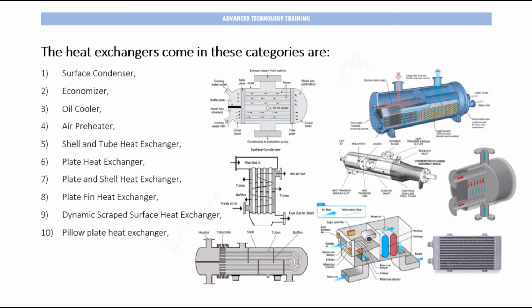The heat exchangers that come in these categories are 1. Surface condenser. 2. Economizer. 3. Oil cooler. 4. Air preheater. 5. Shell and tube heat exchanger. 6. Plate heat exchanger. 7. Plate and shell heat exchanger. 8. Plate fin heat exchanger. 9. Dynamic scraped surface heat exchanger. 10. Pillow plate heat exchanger.